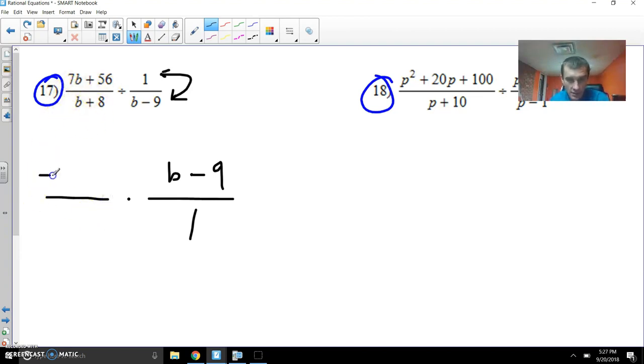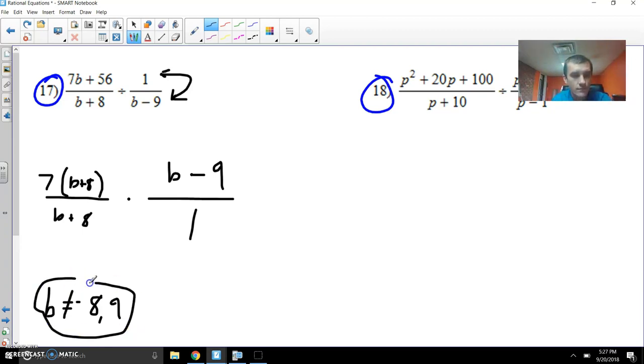It should not switch. The one in the front does not change, so b plus 8 is still in the bottom here. And now I have b plus 8 here because 7 goes into both 7 and 56. So I may stop and talk about some restrictions. Division's a little harder with restrictions because you have to look in a lot of places. Negative 8 would make this part 0. And right here I have a denominator where if I had 9 as the input value, I would have 9 minus 9, and that would not be okay.